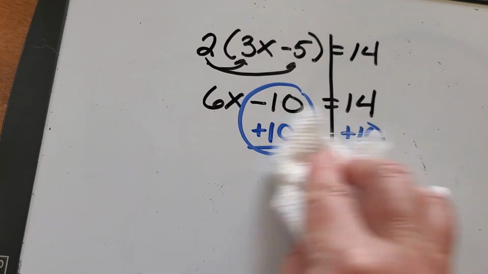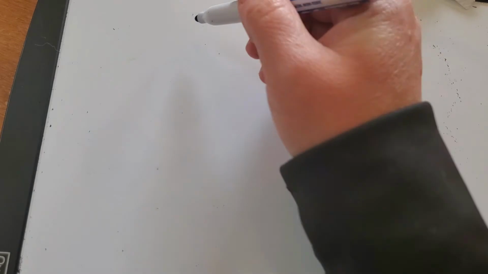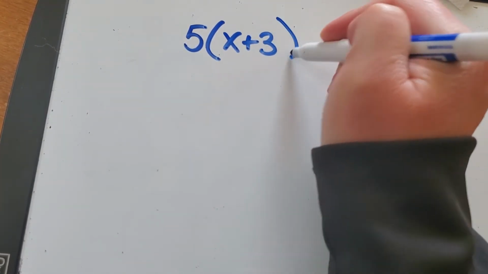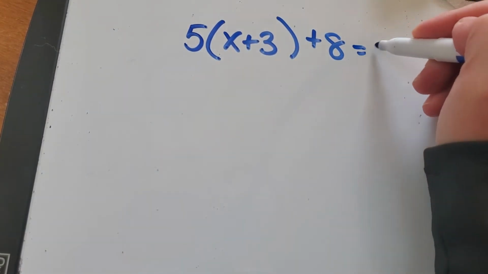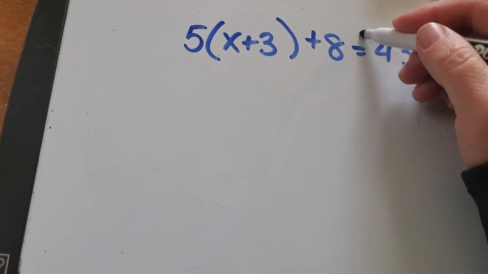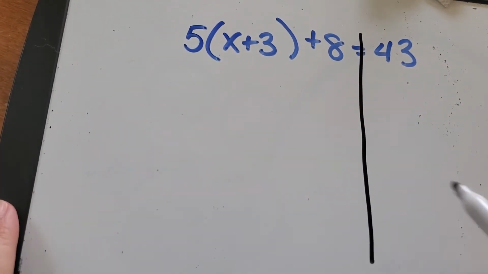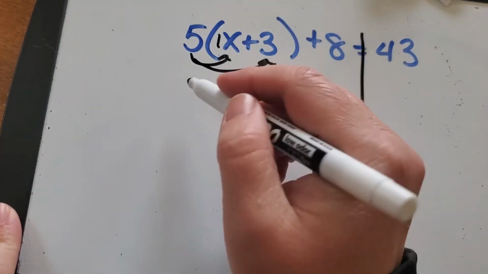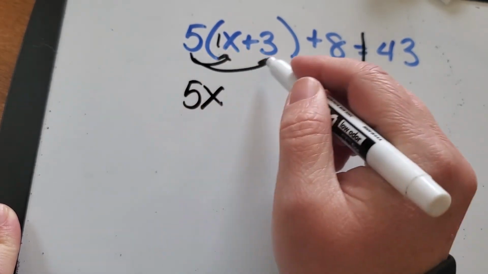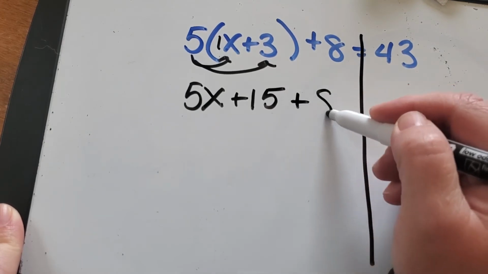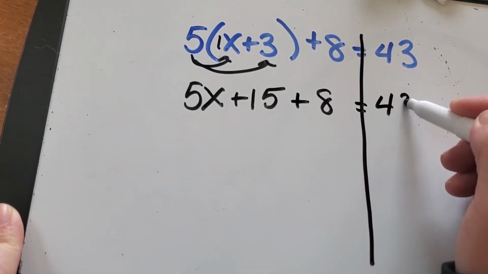Now, let's remember what happens when we have both parentheses and like terms, like 5 times x plus 3 plus 8 equals 43. So now to simplify the left side of the equation, you're going to distribute first. So that's really just 5 times 1x, which is 5x. And 5 times 3, which is 15. We're going to bring down that plus 8 equals 43.